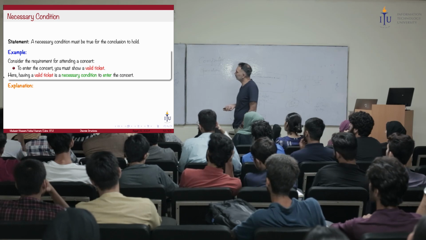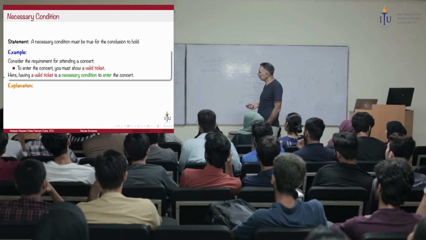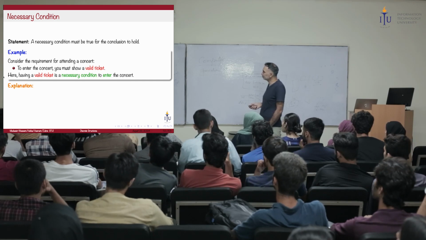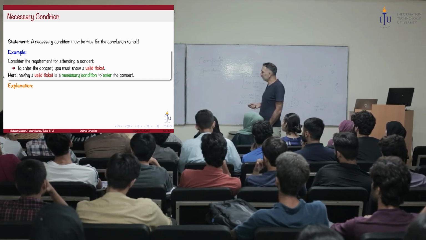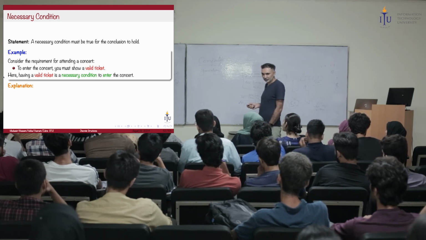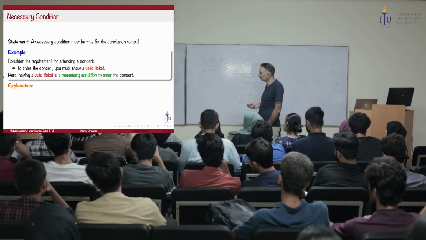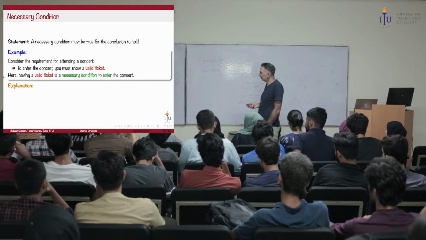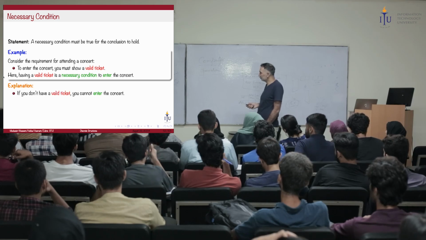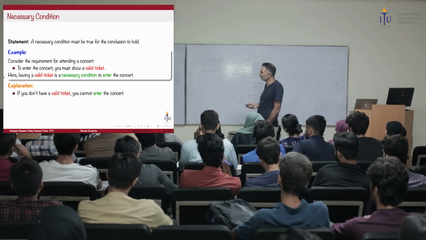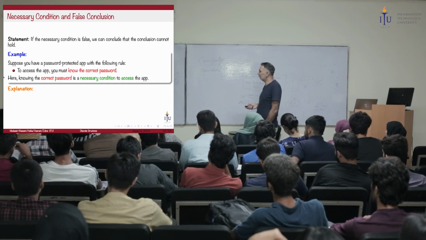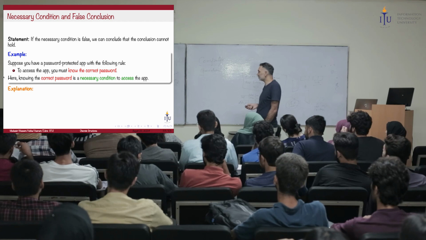Oh, it's here. So to enter a concert, you must show a valid ticket. Here, a valid ticket is the necessary condition to enter the concert. So this is the if part, to enter the concert, and this is the Q part. You must show a ticket. So the Q part is necessary for P to be true. If you don't have a valid ticket, you cannot enter the concert.